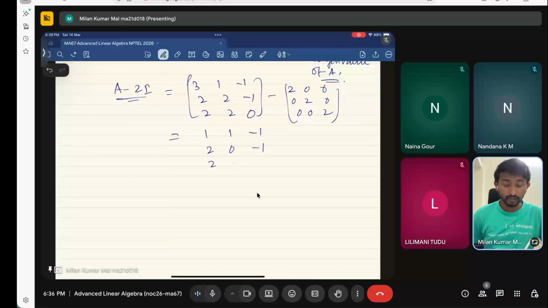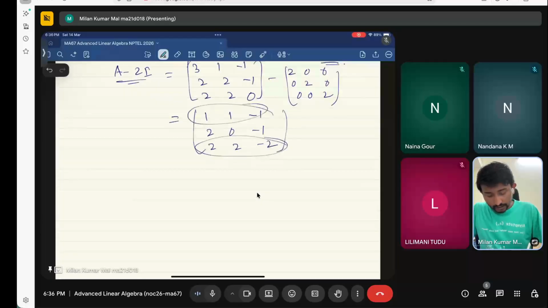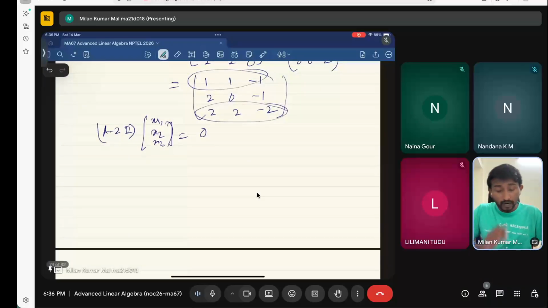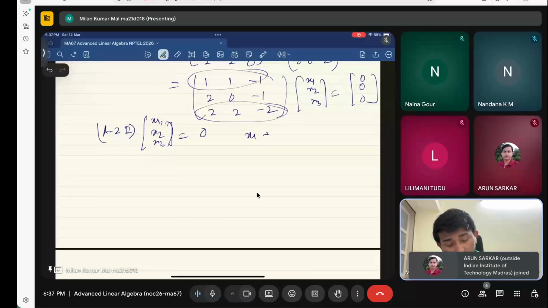Okay, so I want to find (A minus 2I) times (x1, x2, x3) equal to 0. Basically, (x1, x2, x3) equals (0, 0, 0). The first and last rows say the same thing. So basically x1 plus x2 minus x3 equals 0, and another is 2x1 minus x3 equals 0. So what we got is x1 equals x3 by 2.